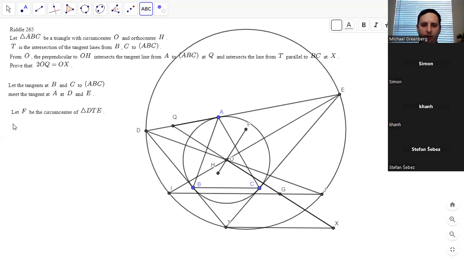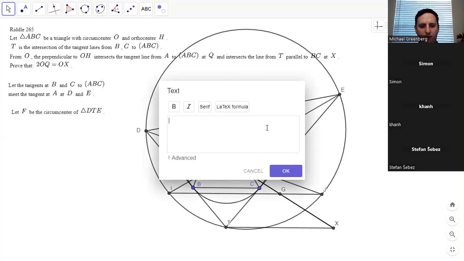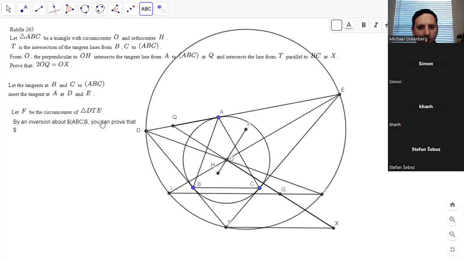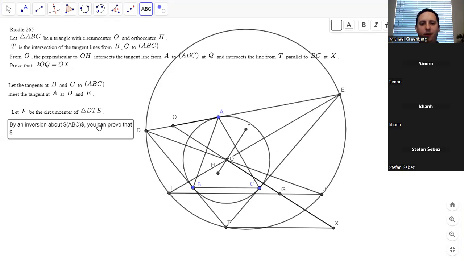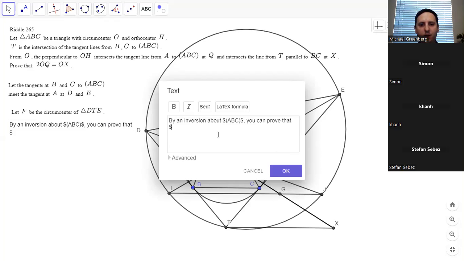I could say, or I'll say by an inversion about ABC, you can prove that. Michael, I also solved this problem now with inversion. Oh yeah, a different way than you. Yeah. Okay. Just type out your solution, and later I will say what I did. Okay.